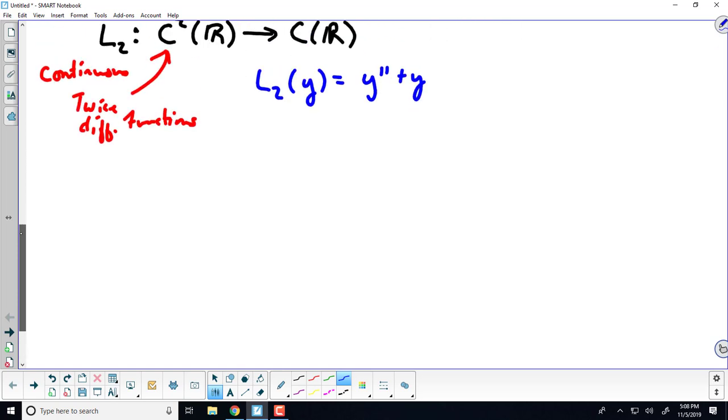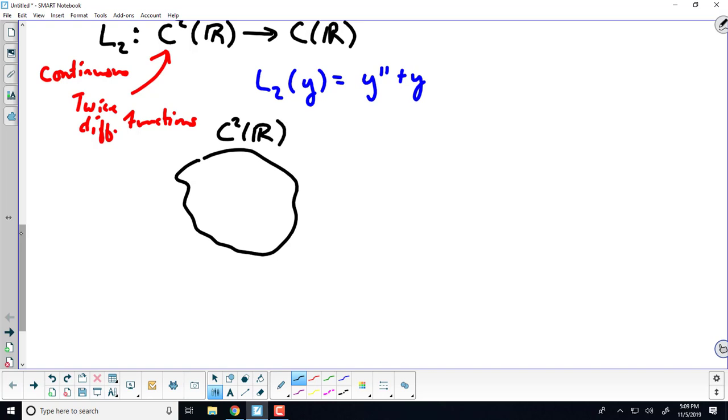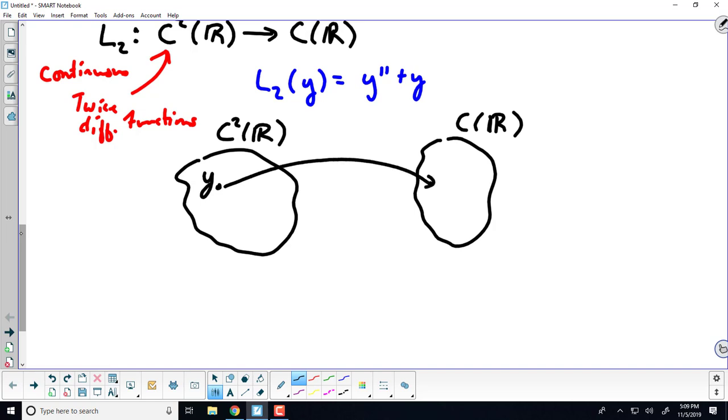Okay? So again, the way I look at this, and I think it's helpful for you to start drawing pictures of kind of abstract spaces. One way to look at this is, somewhere exists C2 over R. Okay, those are all the continuous twice differentiable functions. And over here you've got C of R. So it's going to take some function living here. What does that function look like? It looks like y, and it's going to map it over here to y double prime plus y. So this is the connection back into differential equations, and we'll see one more connection here in a little bit.